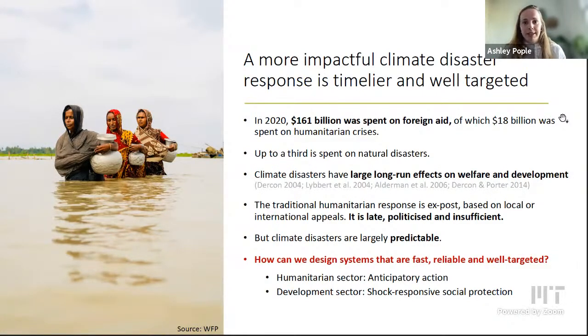The traditional approach tends to be late, it's politicized, it's insufficient. Typically what happens is there's a crisis and then there's a funding appeal. And given that climate disasters tend to be largely predictable, it does beg the question of whether we can design systems that are faster, more reliable, and better targeted. And just to be clear, in the humanitarian sector, a new approach that's being tested out is what we call anticipatory action, whereas in the development sector, the term often used is shock responsive social protection, but they often refer to similar things.